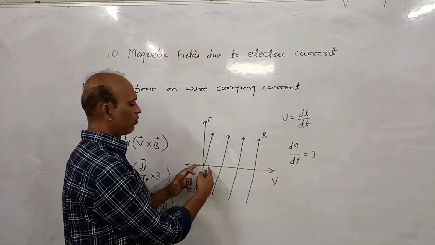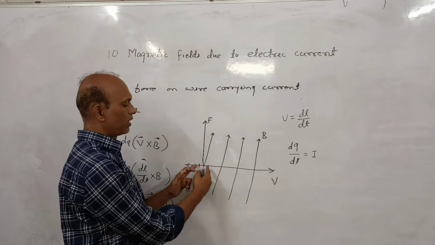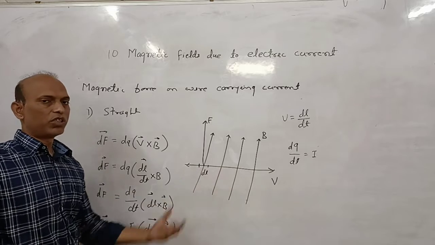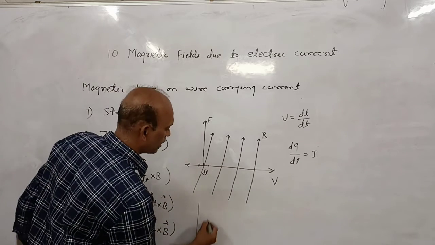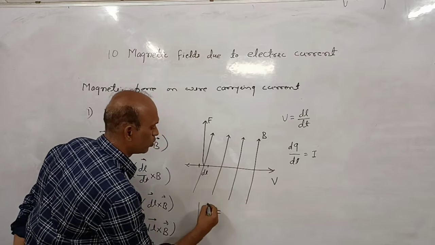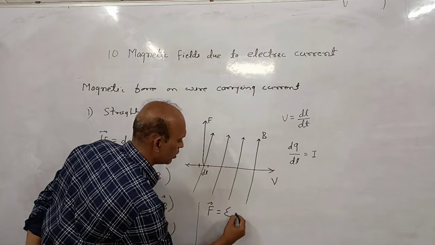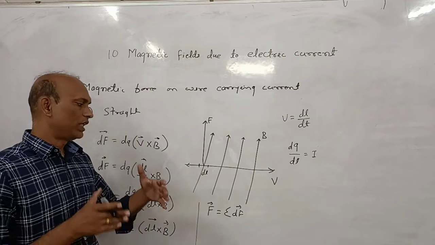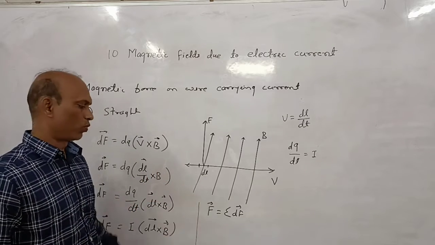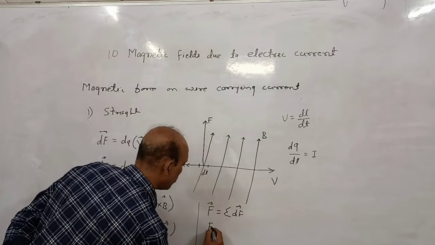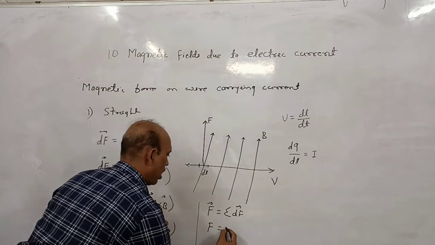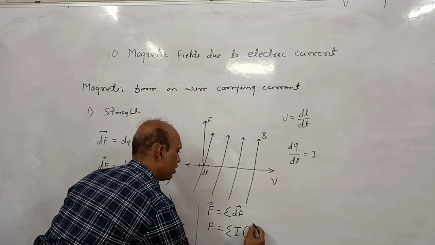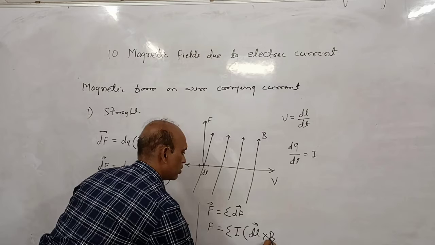we have to add the force on each small element, that is dl, dl, dl, dl. Adding these dl is nothing but the summation. So the force will be given as F is equal to summation of dF. If we include the force on each element, it will give us the total force. So F will be summation of I dl cross B.